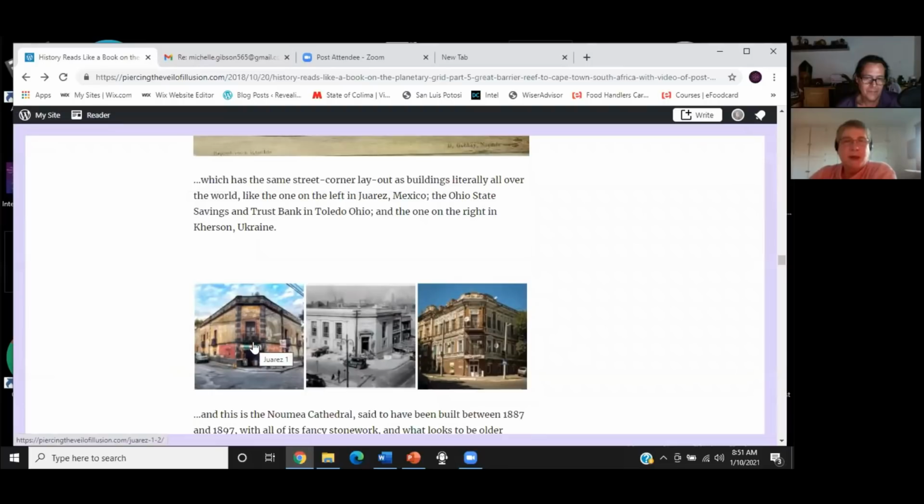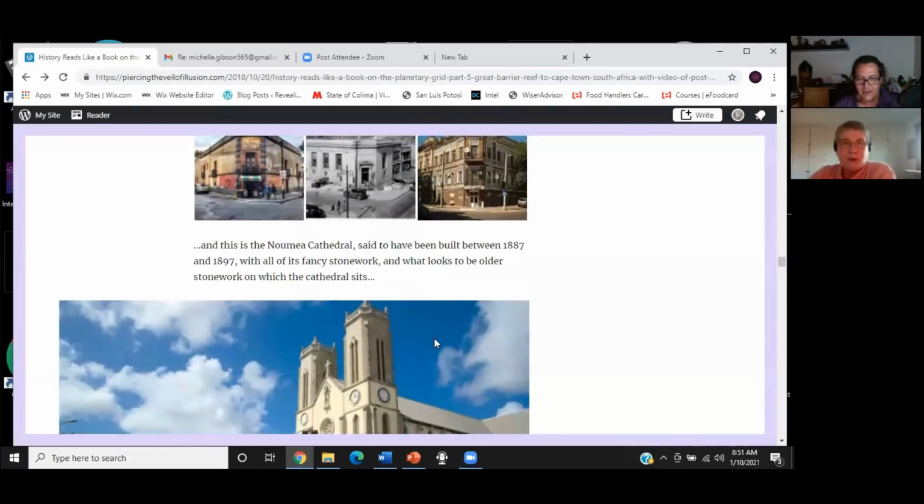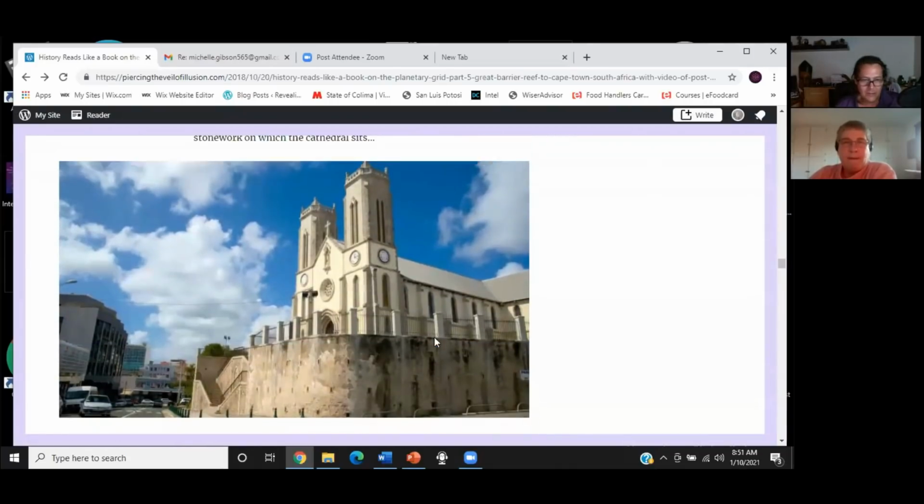This is in Juarez, Mexico. This is in Toledo, Ohio, and this is in Kherson, Ukraine. Those are just three examples of a multitude. That's a common look, that one.